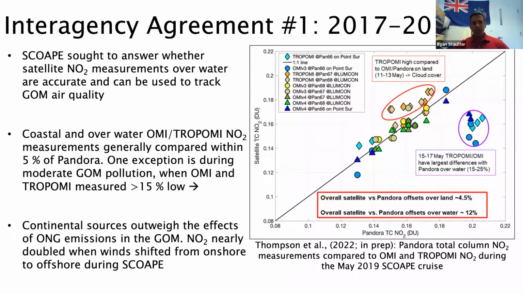And another thing we learned from this cruise is that the continental sources really outweighed the effects of the oil and natural gas emissions in terms of air pollution emissions in the Gulf of Mexico. For example, halfway through the cruise, the winds shifted from onshore, bringing clean air, to offshore, when suddenly at the ship we experienced a lot of continental air sources and air pollution, and the NO2 column amounts essentially doubled when that wind shift occurred. Again, telling us that the continental sources are really the major player in the Gulf of Mexico. Next slide, please.